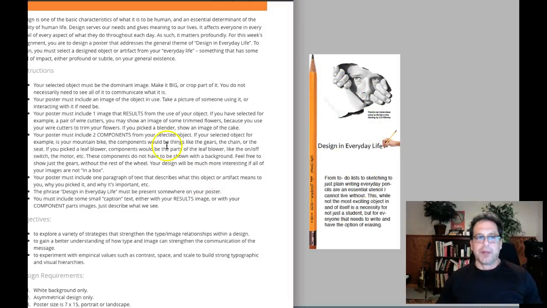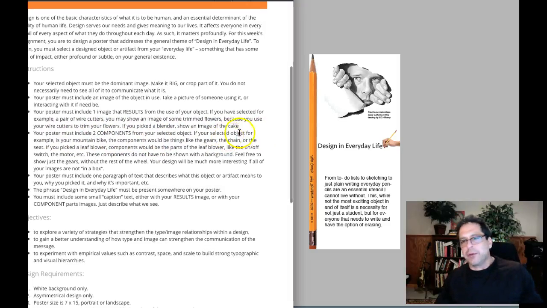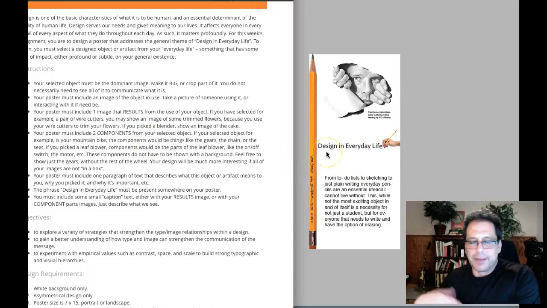So the other thing is: the poster must include an image of the object. Take a picture of someone using it or interacting. So that's your image, that's your someone using it, that's your result. And then you had one that you missed. It's two components from your selected object. So if your object's a mountain bike, it would be the gears or the bell or whatever. I guess mountain bikes don't have bells, but anyways, unless you want to.